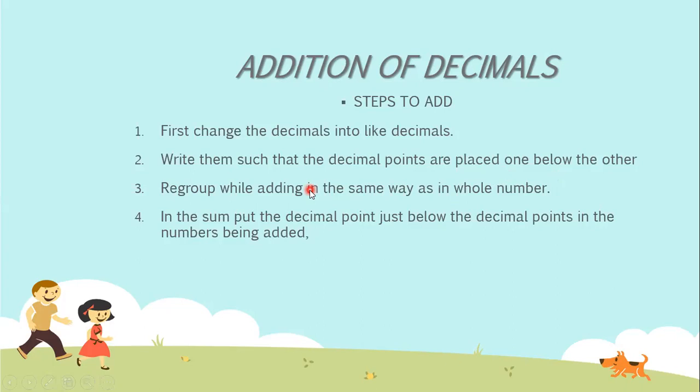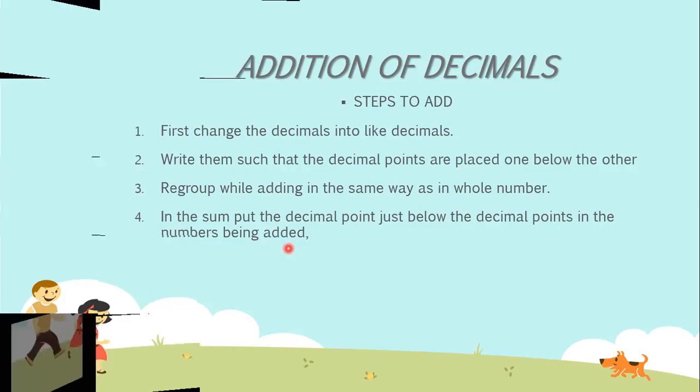Next step, write them such that the decimal points are placed one below the other. As in normal addition, where we write one number below the other, in the same way here also you have to arrange the numbers one below the other. Next, regroup while adding in the same way as in whole numbers. Next, in the sum, put the decimal point just below the decimal points in the numbers being added. Where the point is in the numbers, there only you have to keep the decimal point. So let us see with an example.